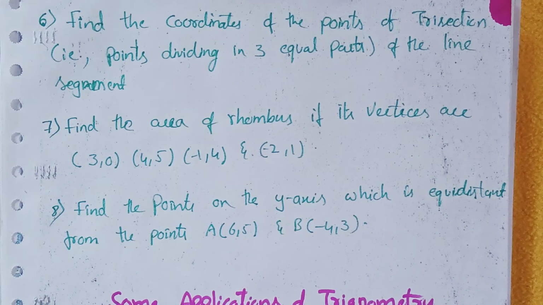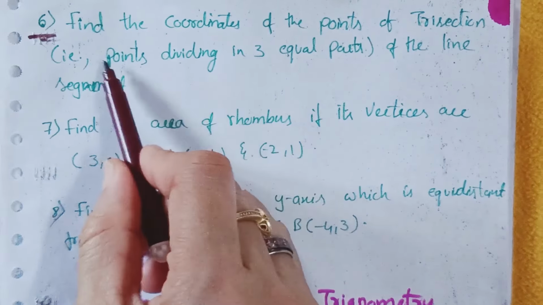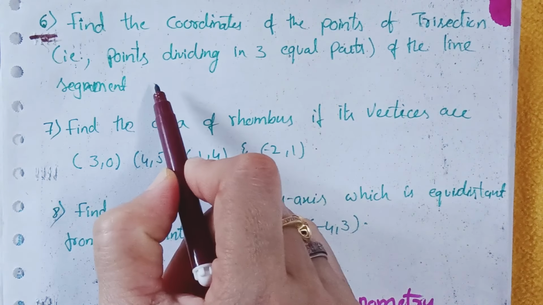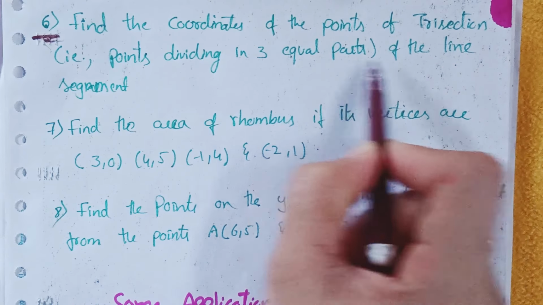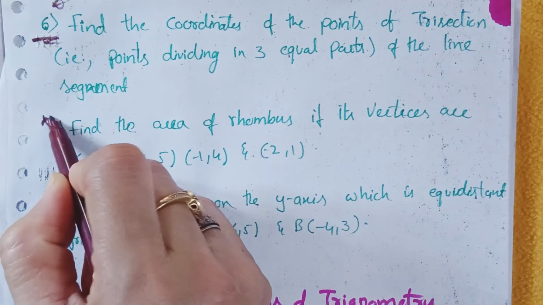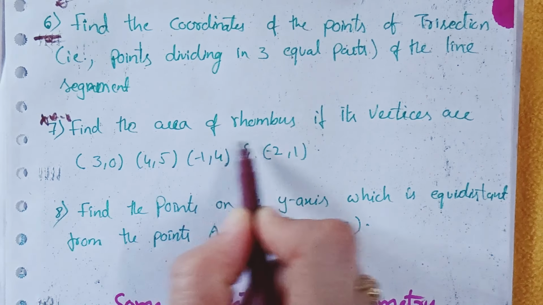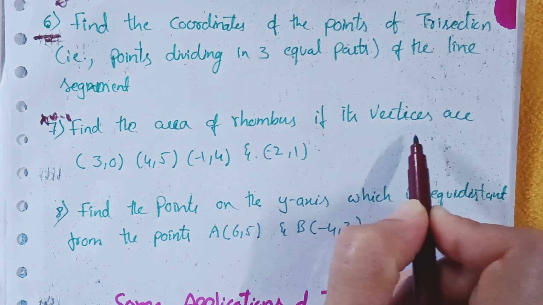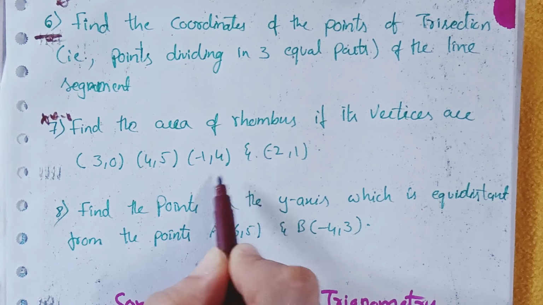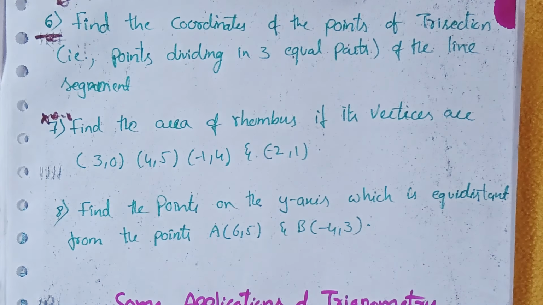Okay, so let's see the sixth question, which is, find the coordinates of the points of trisection, that is, points dividing the line segment in 3 equal parts. Okay, this is also important. Next, seventh question is, find the area of a rhombus if the vertices are (3, 0), (4, 5), (-1, 4) and (-2, 1).